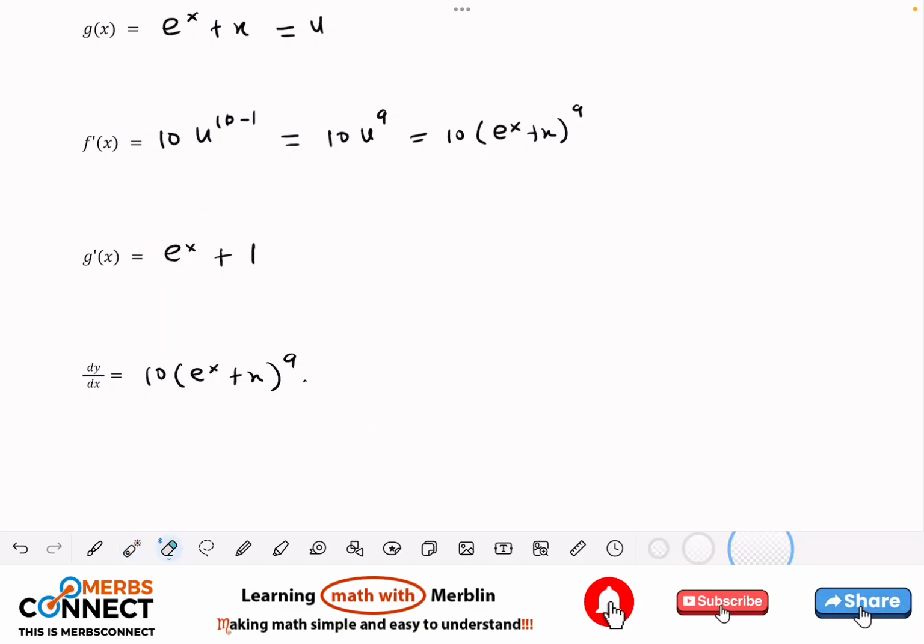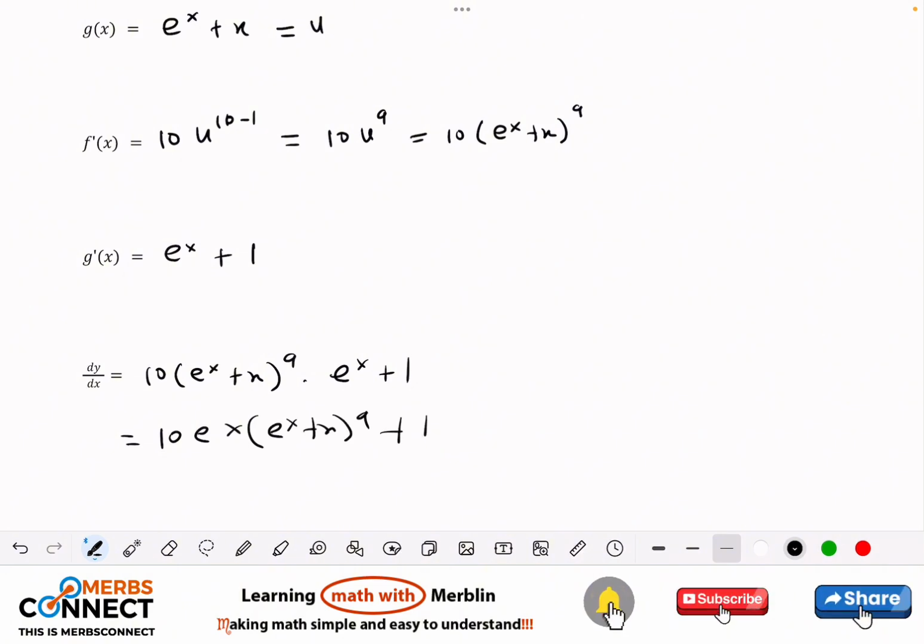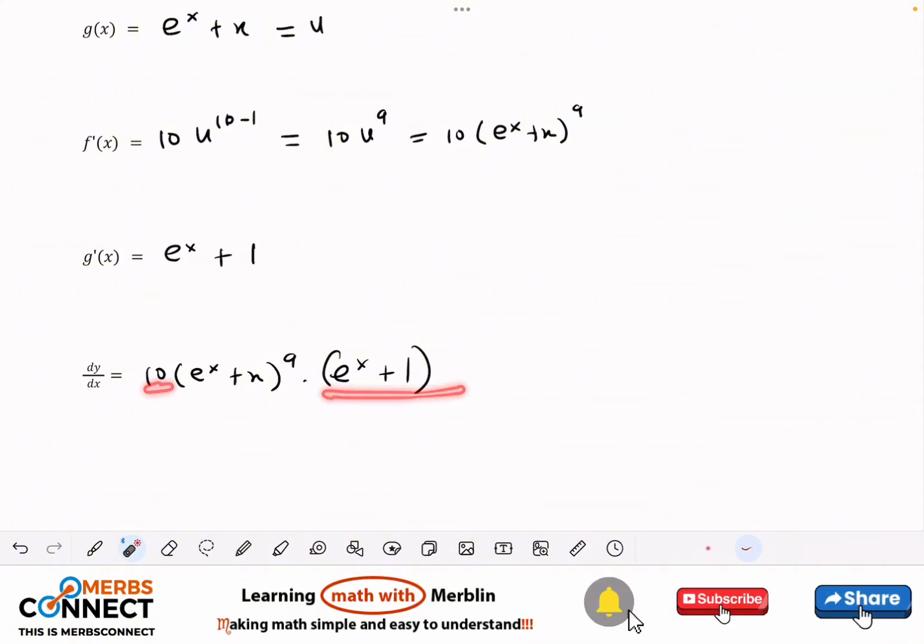Some of you will just write something like times e to the power x plus 1. When you do it that way, you might multiply this one by this to get something like 10 e to the power x, e to the power x plus x to the power 9 plus 1, which is a big mistake. You cannot do that. So what we need to do is put this one into what? Parentheses. So that when you want to multiply, this 10 here will multiply everything here. So I'm going to have 10 (e to the power x plus x) all to the power 9, times (e to the power x plus 1).